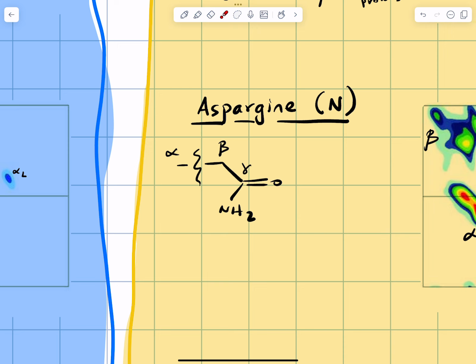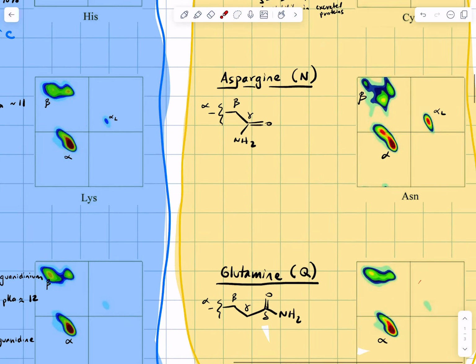So this is the amide version. Biologically, nature makes asparagine from aspartic acid, so it makes sense that their names should be similar. The one-letter code is N, and again, we've just given up. We're running out of letters, so we got to pick something, and N is the right letter. There's an N in asparagine, so whatever.